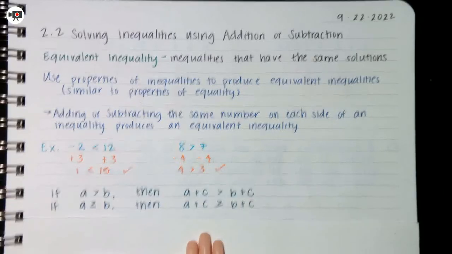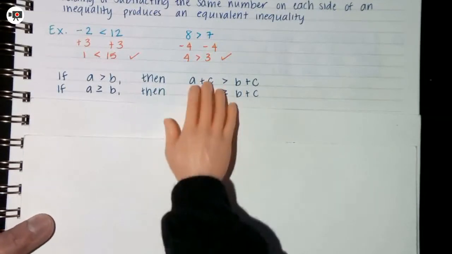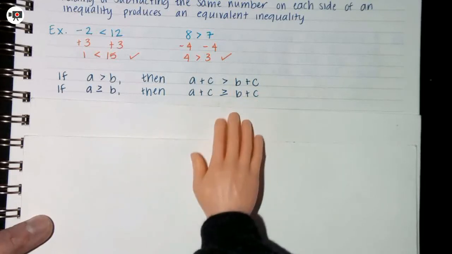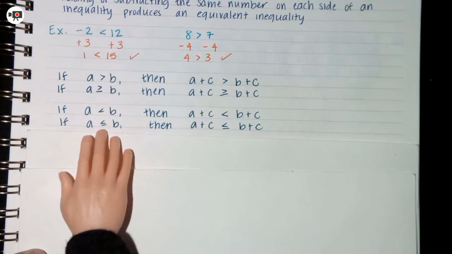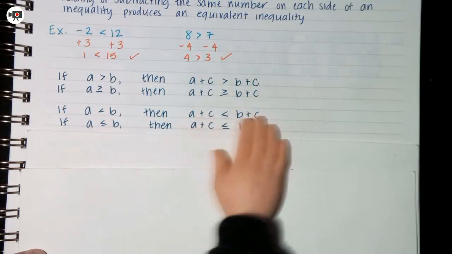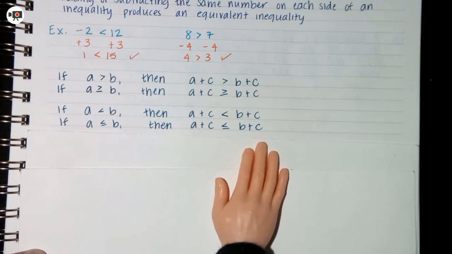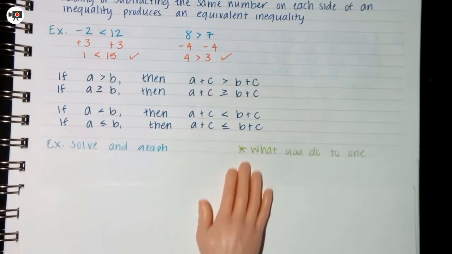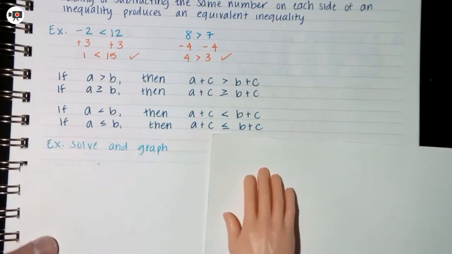So we can see if A is greater than B, or if A is greater than or equal to B, then adding the same number on each side is also true. And same if A is less than B or A is less than or equal to B, then adding the same thing on each side is also true. Same thing if we were to subtract, for all of them. So we're going to solve and graph a couple of inequalities.